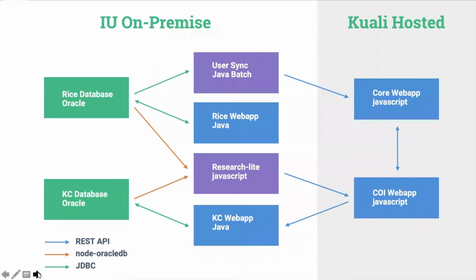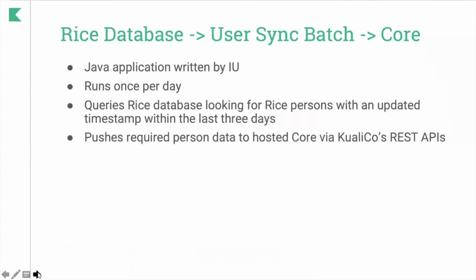So looking at the next slide, we'll talk about the user sync batch first. Geoff mentioned that we have a batch job using some of our RESTful APIs, and that's what this one is doing here. This was just a regular old Java batch application written by IU. It runs overnight, takes a couple seconds each time to run, sometimes as long as a minute. It queries the Rice database looking for people with updated timestamps, whether that's a username, a first name, last name, or a new user altogether.